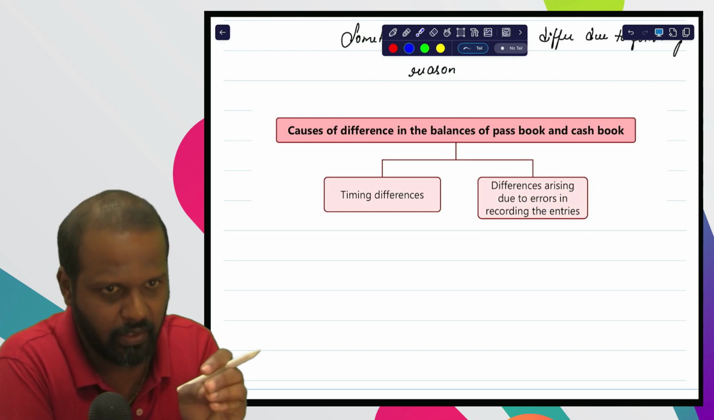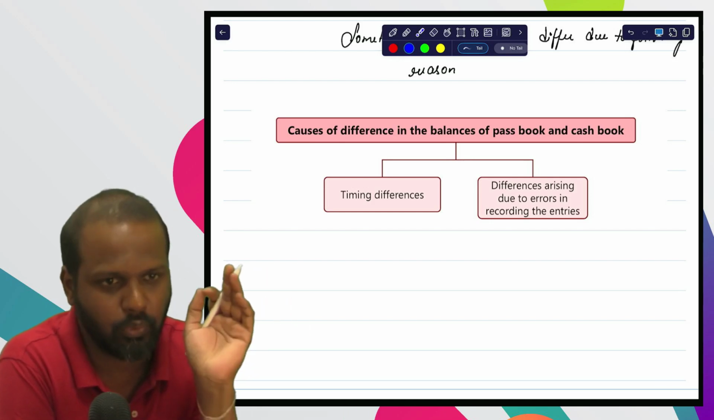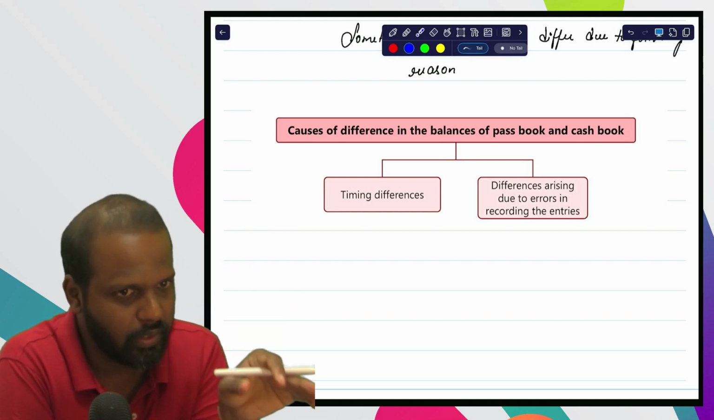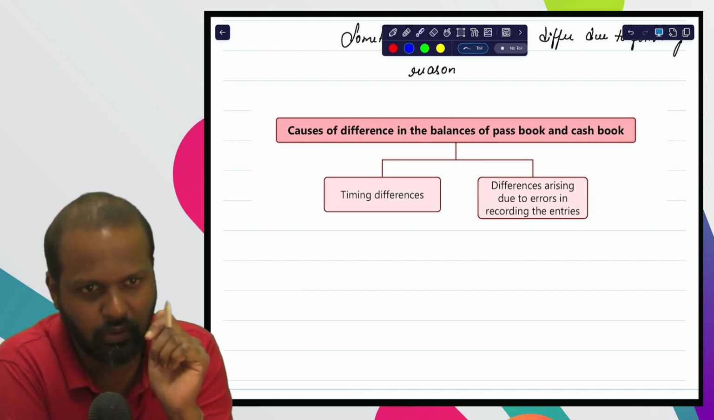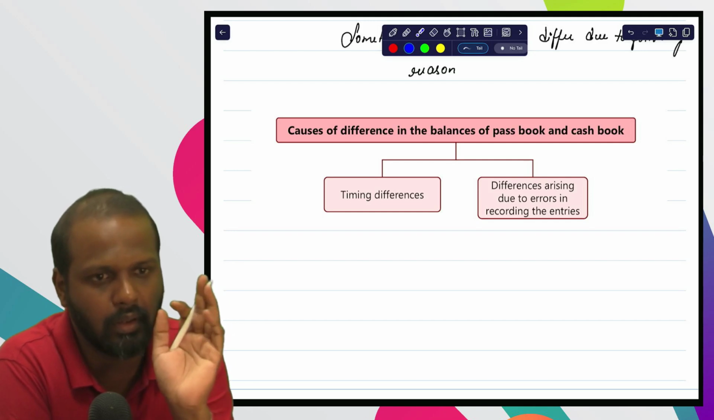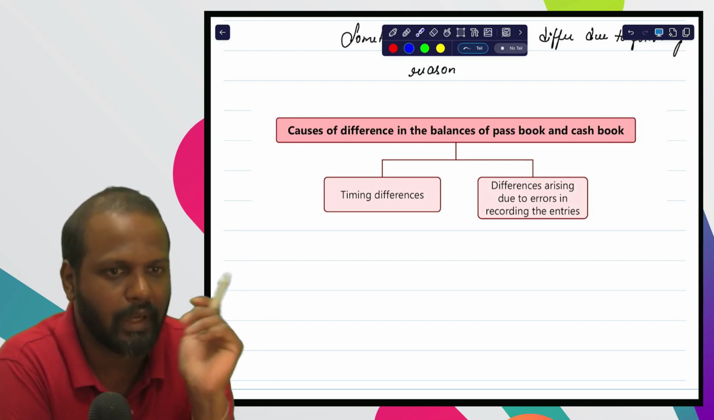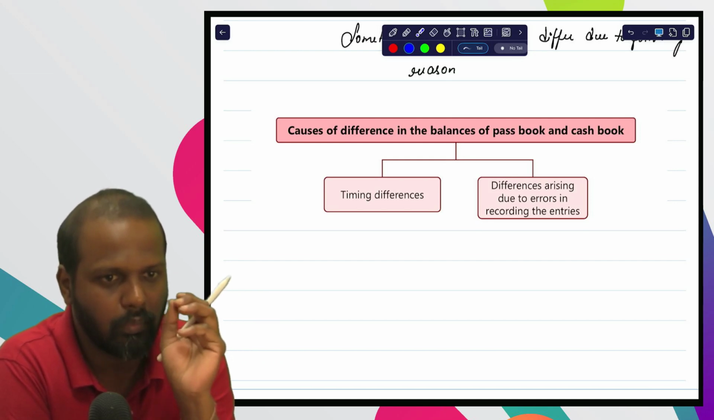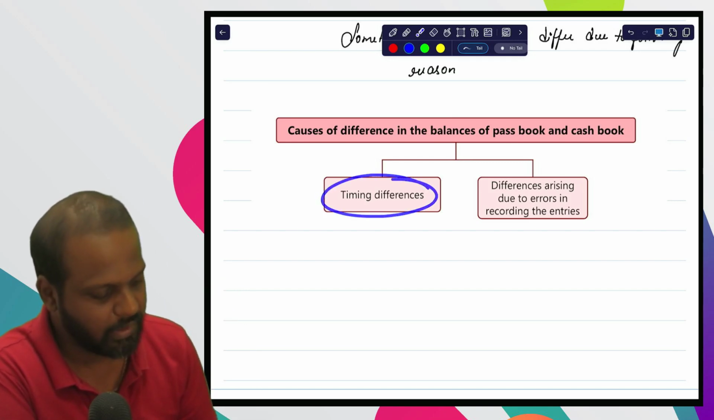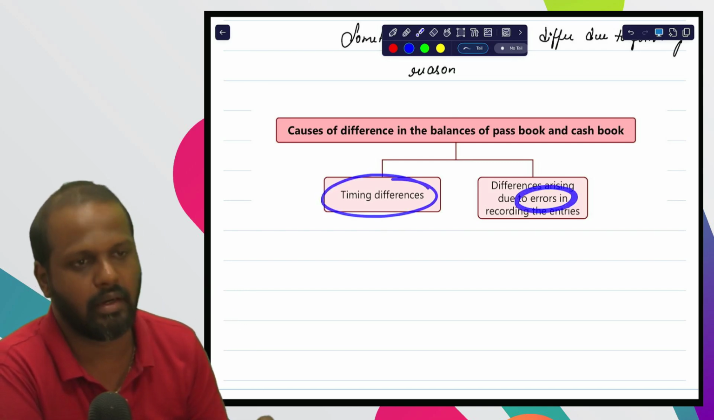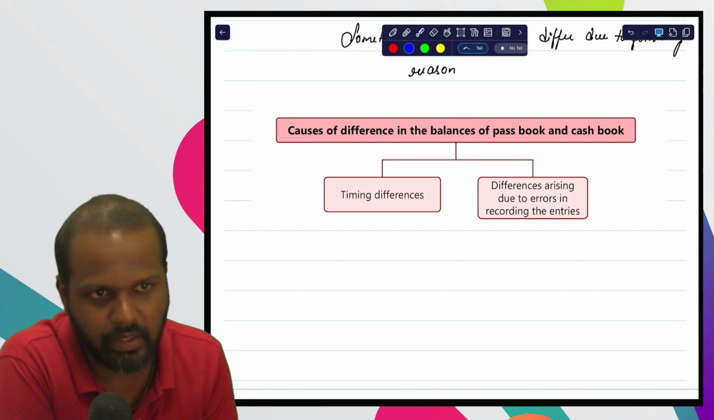You made some error in recording the entries in cash book, or you made some error in recording the entries in the passbook. Bank made some error in recording the entry in passbook, or you made some error in recording the entries in the cash book, or in both the books some errors are done. Then also your cash book balance will not tally with passbook balance. So we broadly classify the reasons into two categories. One is due to timing reason and the next one is due to error in recording the entries.